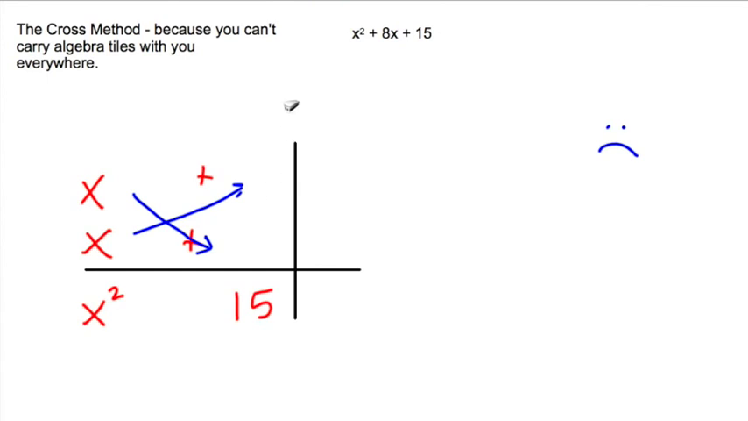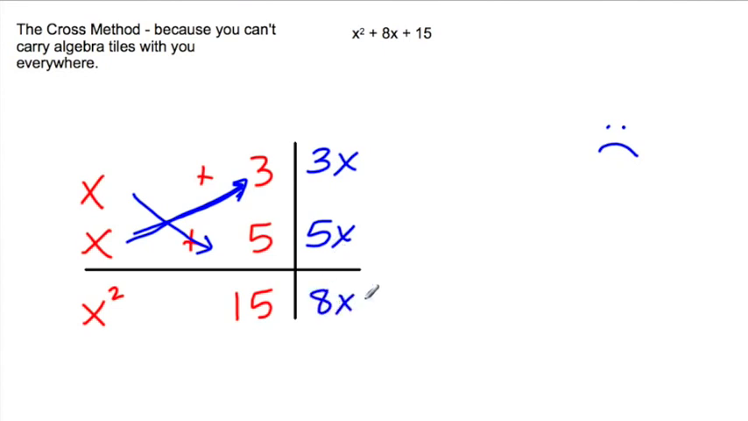And you know what? Let's change that to red. So now I'm going to try 3 and 5 because 3 times 5 is a factor pair of 15. Now when I cross multiply, starting with x times 3, I end up with 3x on the top. X times 5, I end up with a positive 5x on the bottom. 3x plus 5x is 8x. So now when I write my terms in order, I get x squared plus 8x plus 15.